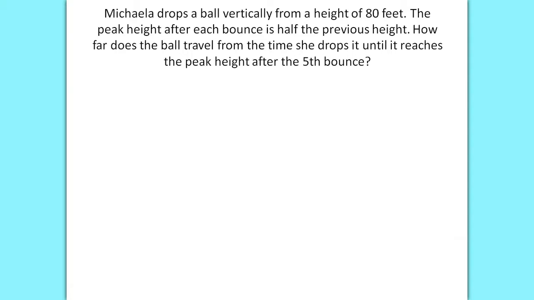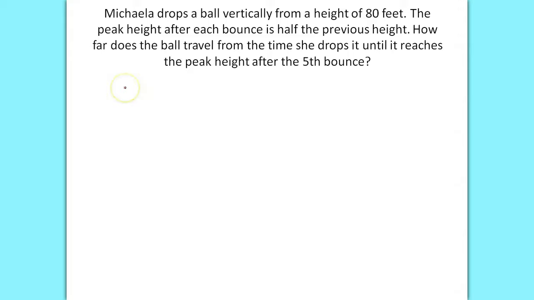It says Michaela drops a ball vertically from a height of 80 feet. The peak height after each bounce is half the previous height. How far does the ball travel from the time she drops it until it reaches the peak height after the fifth bounce? So in all actuality, I really think the easiest way to solve this particular problem is just to think about it. Let me grab my pen.